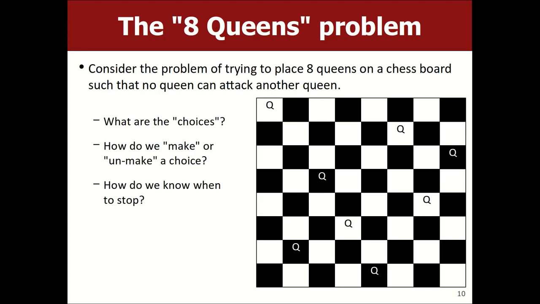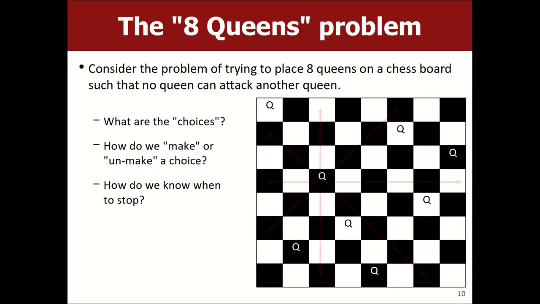Place 1 queen? Is that what you said? Yeah, I guess what you would do is choose to put a queen in the top left, and then you explore trying to put more queens after that, and then you unchoose if they could attack each other, if it didn't work, something like that, right? Choose where to put 1 queen.